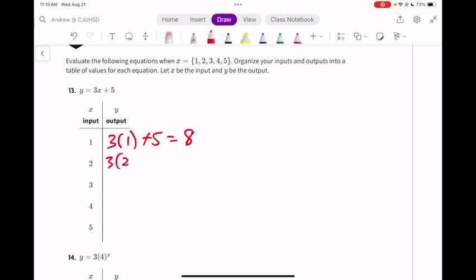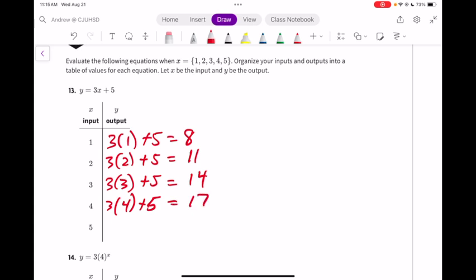3 times 2 plus 5, that's 6 plus 5, that's 11. 3 times 3 plus 5, that's 9 plus 5, that's 14. 3 times 4 plus 5, that's 12 plus 5, that's 17. 3 times 5 plus 5, that's 15 plus 5, that's 20.